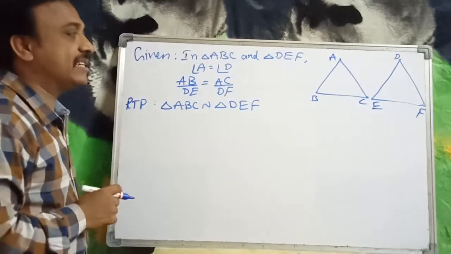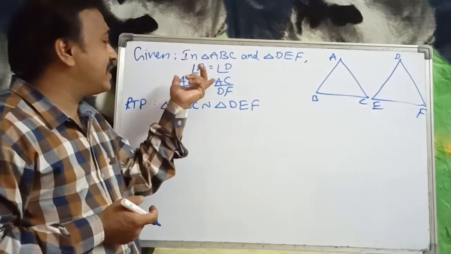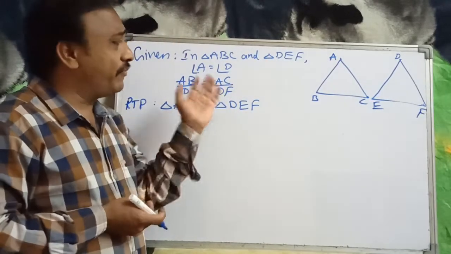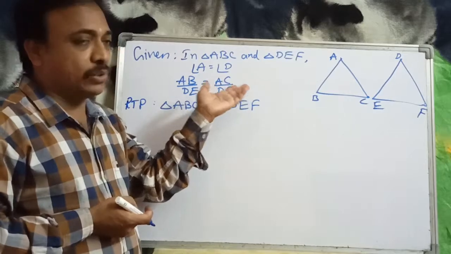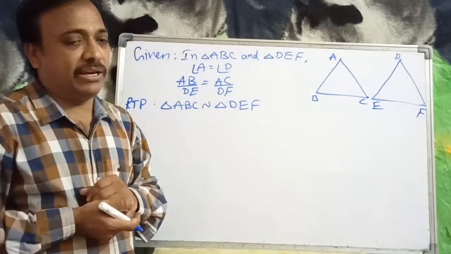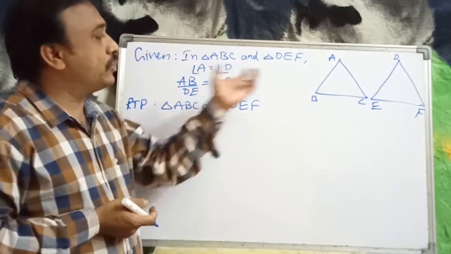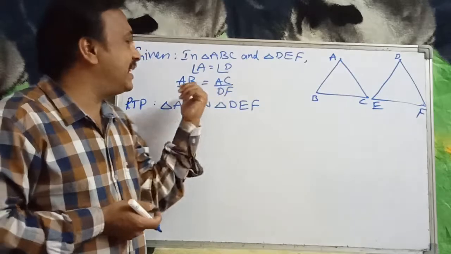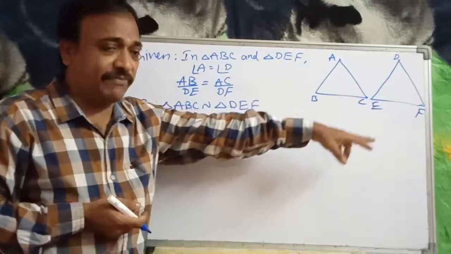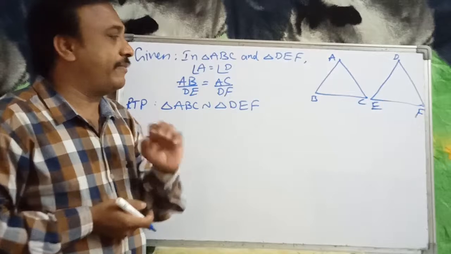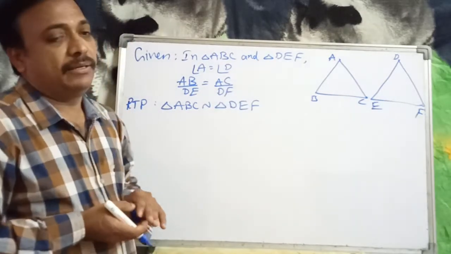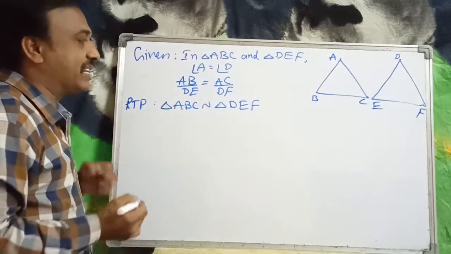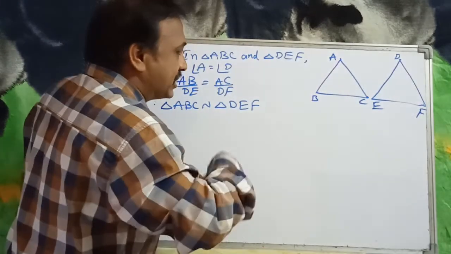How to prove these two triangles are similar? One angle is already given and the corresponding sides are in proportion. So first we have to prove that another pair of angles is also equal, that is B is equal to E, C is equal to F, then BC by EF. Before proving that, we require some construction.